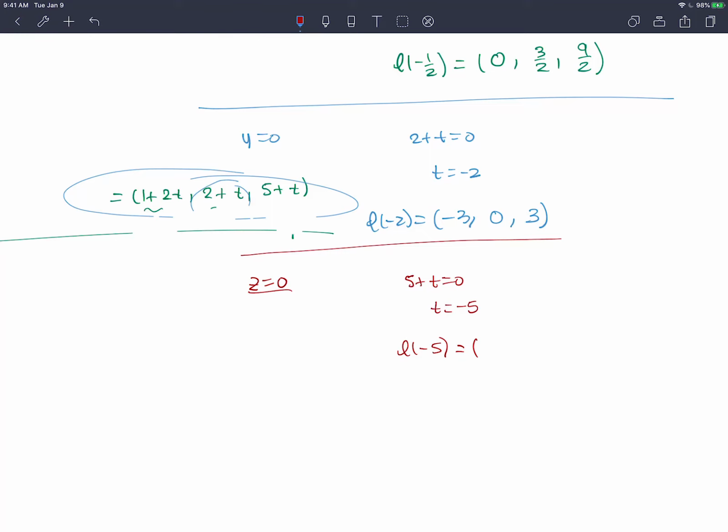So 1, and I'm going to give minus 10, so I get a negative 9 here. Then I get 2 plus a negative 5, you get a negative 3. And this is, of course, a 0. So those are my points. Okay, 0, 1.5, and 4.5; negative 3, 0, 3; and negative 9, negative 3, 0. So let me just check that these things work.